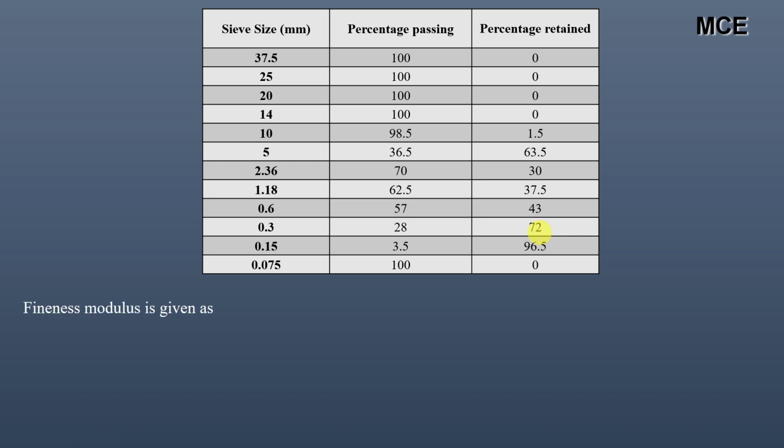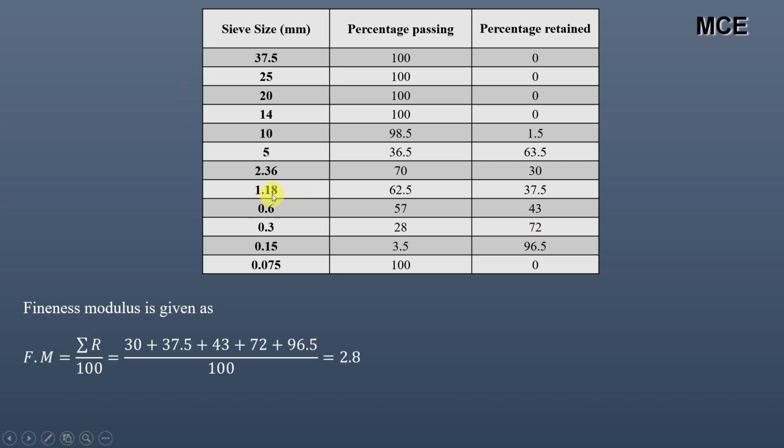The fineness modulus of fine aggregate is the summation of the percentage retained on the 4.75 mm sieve, 2.36 mm sieve, 1.18, 0.6, 0.3 and 0.15. Our sieves range from 2.36 to 0.15, so we take the summation of 30 plus 37.5 plus 43 plus 72 plus 96.5 divided by 100. So we get the fineness modulus equal to 2.8. This is the fineness modulus of the fine aggregates.